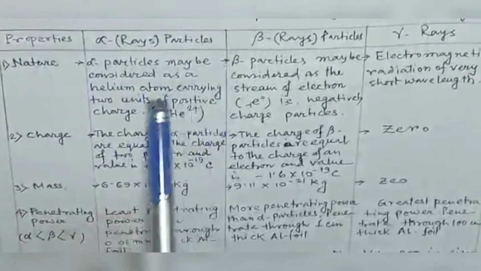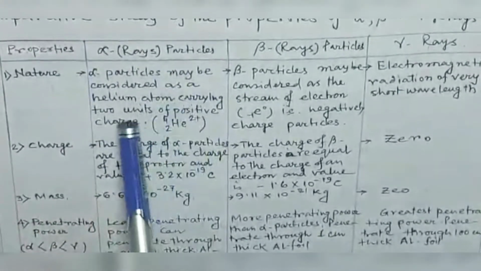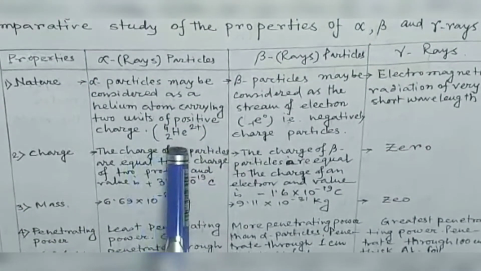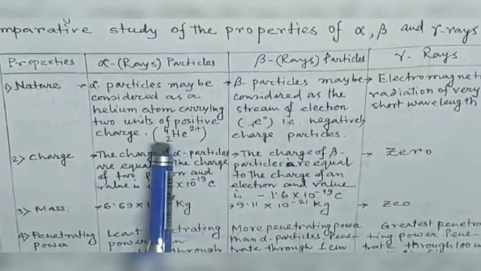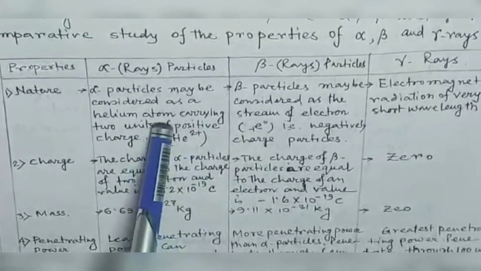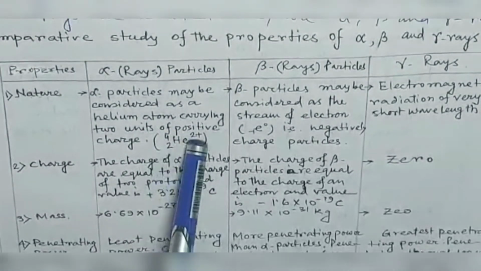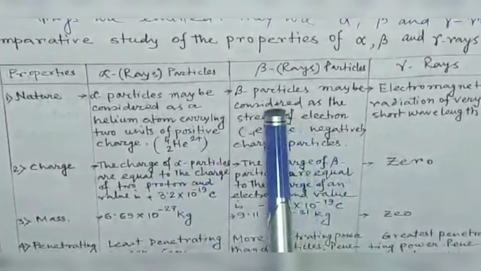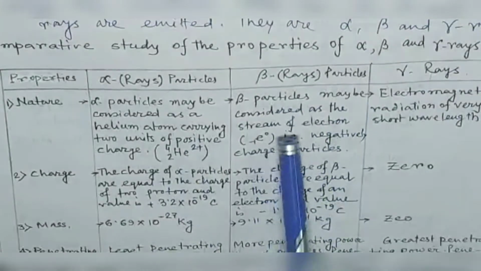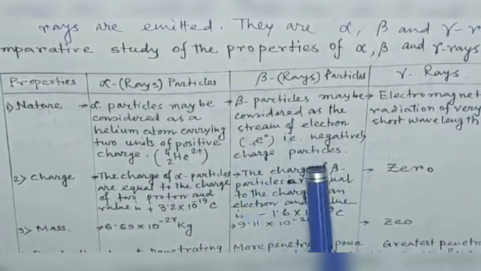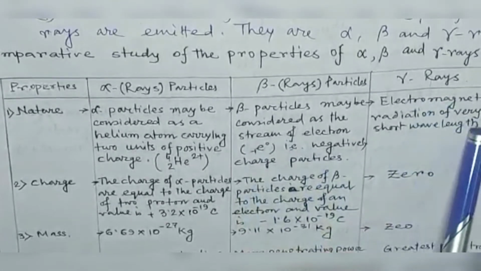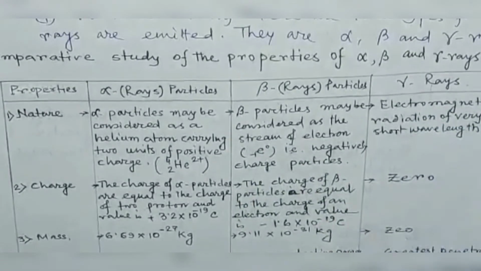What is the nature of alpha particle? Alpha particles may be considered as a helium atom carrying 2 units of positive charge, and its formula is 4He2 positive 2. That is, 4 is the mass number and 2 is the atomic number, and it is 2 positively charged. What is beta particle? Beta particles may be considered as a stream of electrons, that is e0-1, a negatively charged particle. And what are gamma rays? Gamma rays are electromagnetic radiation of very short wavelength.